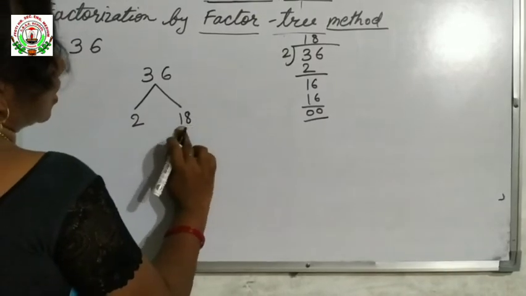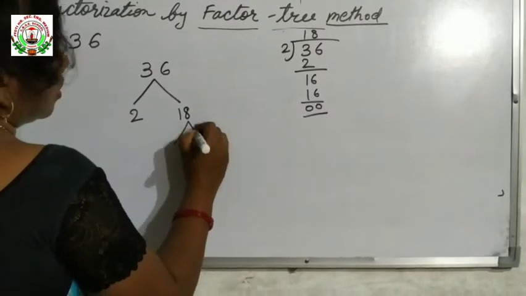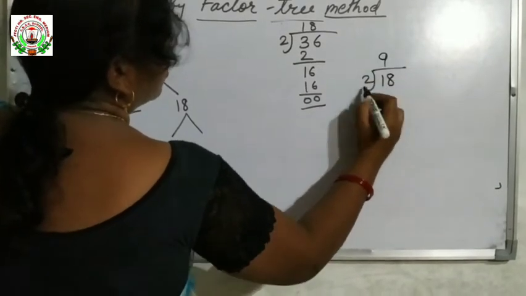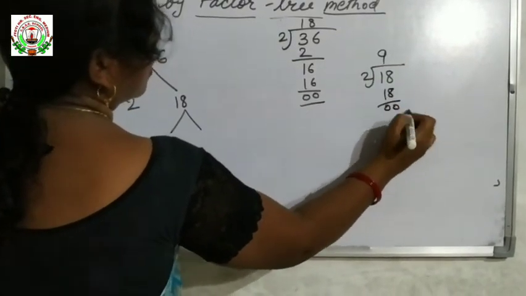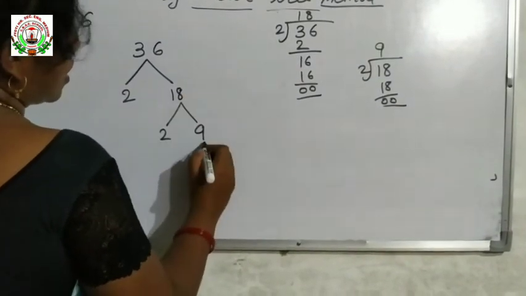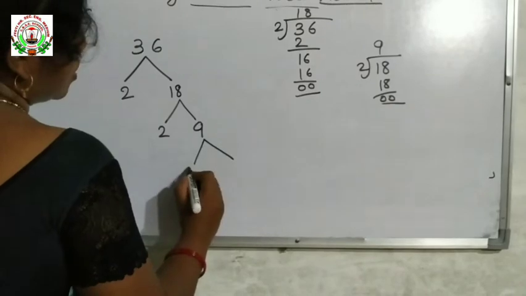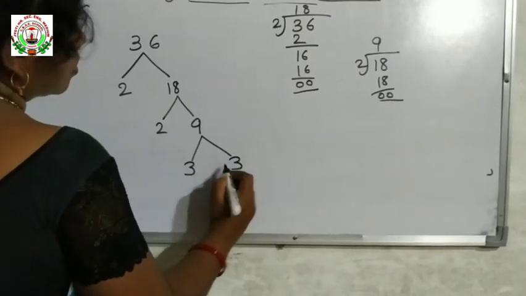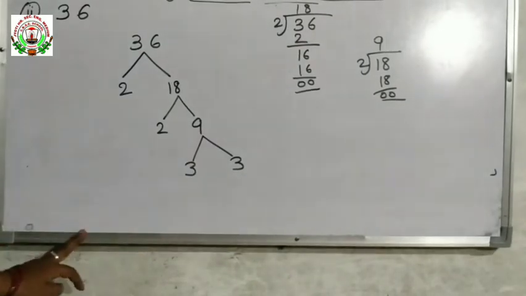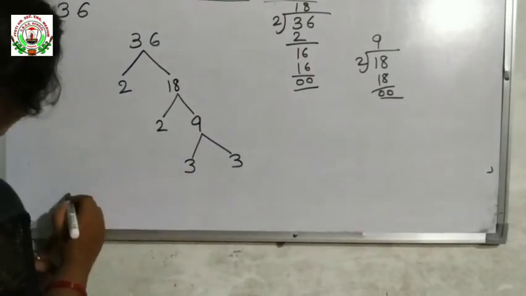Now 2 is a prime factor, and 18 is a composite number, so again you will find its prime factors. When you divide it by 2, 2 nines are 18. So what will come? 2 into 9. Next, again 9 is a composite number, so we will write 3 into 3. 3 threes are 9. Now we have got prime numbers, so we will stop. After getting the prime numbers we will stop.